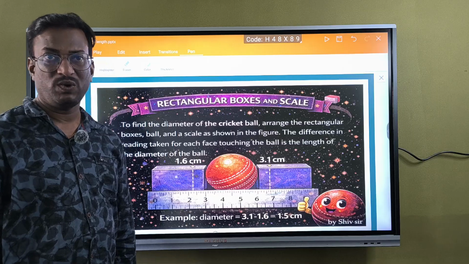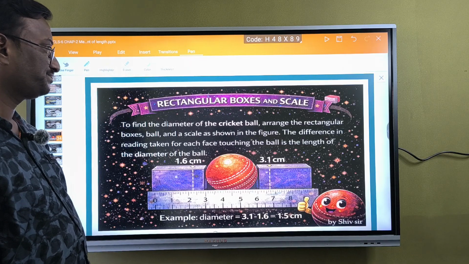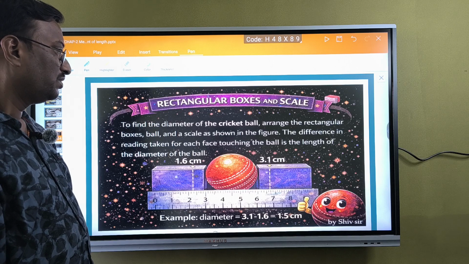Now we go for one more activity, that is to find the diameter of a cricket ball.